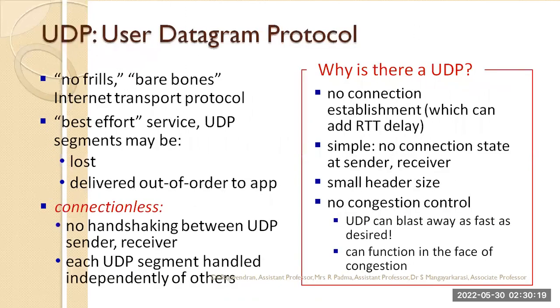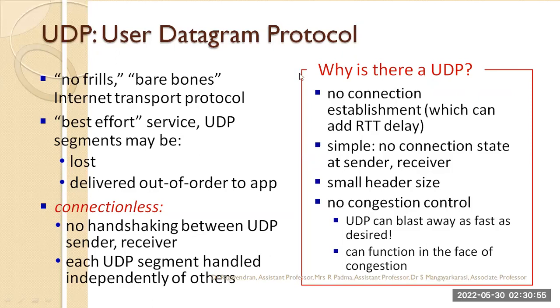Okay, so this is UDP. UDP is nothing but User Datagram Protocol. It is a no-frills, bare-bones Internet transport protocol. It uses best-effort service. UDP segments may be lost or delivered out of order to the app. Since it is connectionless, no handshaking between UDP sender and receiver is performed. Each UDP segment is handled independently of others.